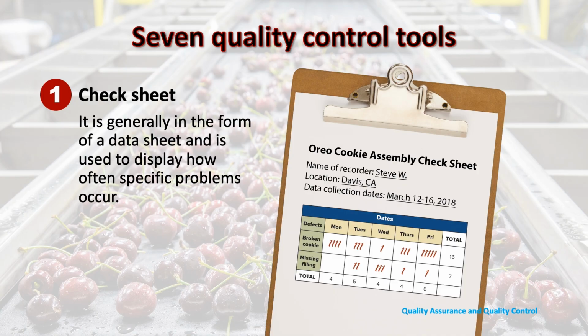The checklist lists 2 major defects: broken cookies and missing fillings. Each day, the number of every defect is recorded. At the end of each week, the total number of defects can be calculated for the entire week for every type of defect. Or, the total defect of every day can be seen as well.